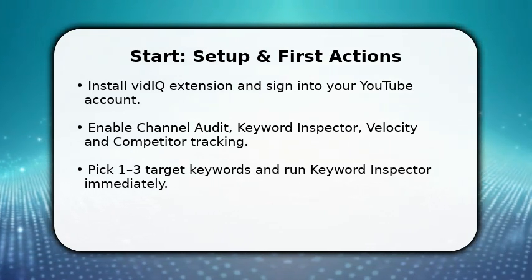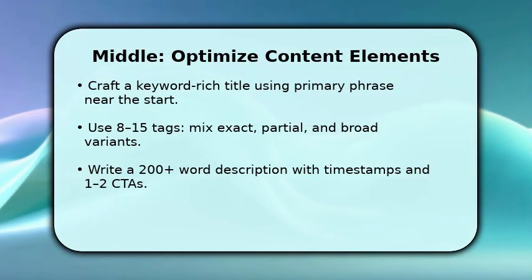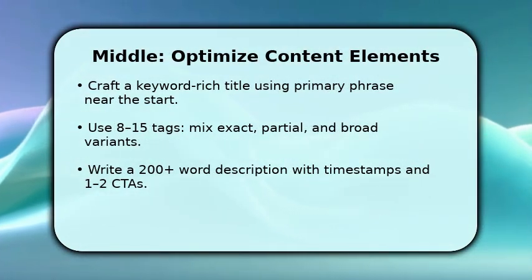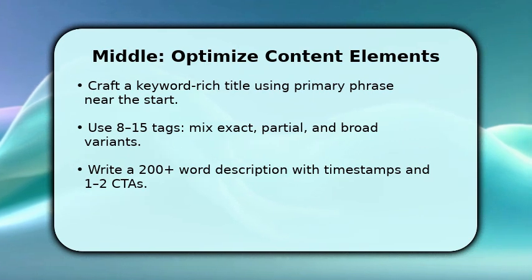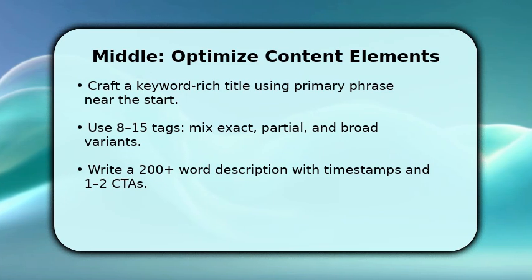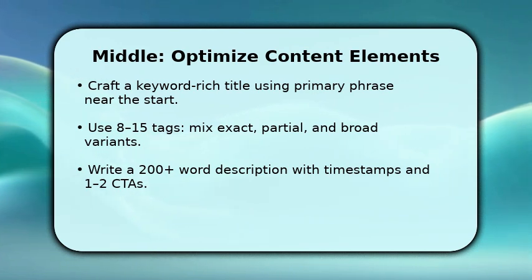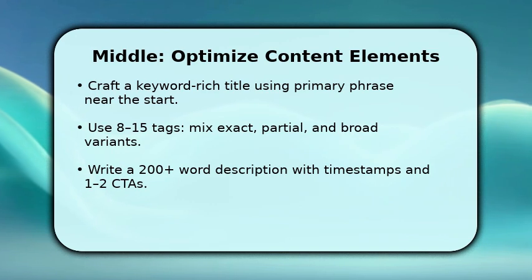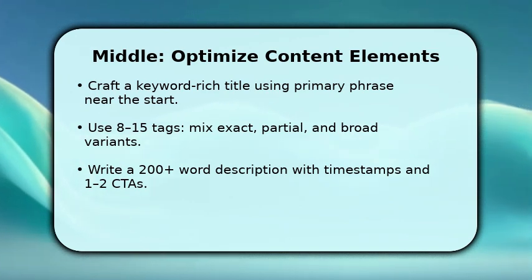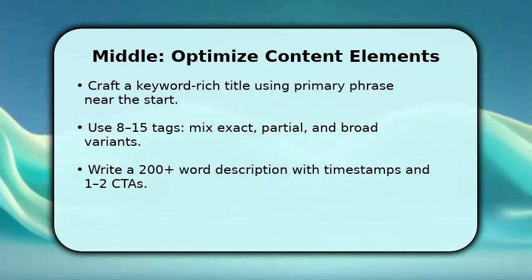You now optimize the on-page elements. Create a concise title that places the primary keyword early, then expand tags to cover exact, partial, and broader terms. Once done, write a thorough 200+ word description that naturally includes keywords, chapters/timestamps, and a clear call to action. Make sure your thumbnail score in Vidiq is strong, test contrast, and readable text. Also use Vidiq's SEO score and suggestions to refine tags and description.